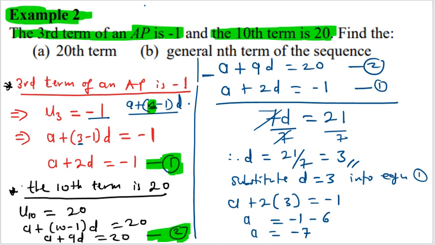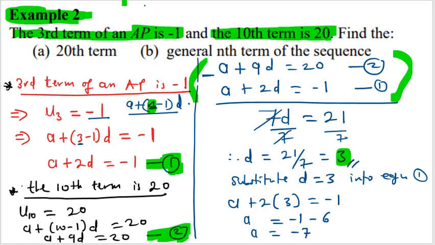Now you need to solve the two equations simultaneously. You can either use a substitution method or the elimination method. I was using the elimination method here. So I am subtracting equation 1 from equation 2. A minus a goes away. 9 minus 2 becomes 7d, and 10 minus negative 1 is 21. Dividing through by 7, we have 3. So that is going to be our common difference.